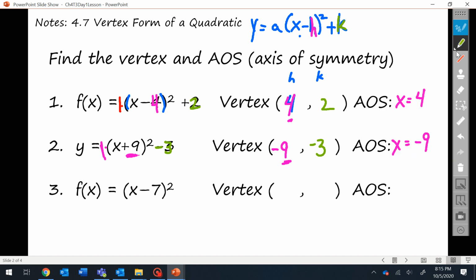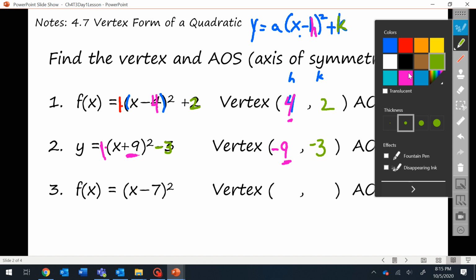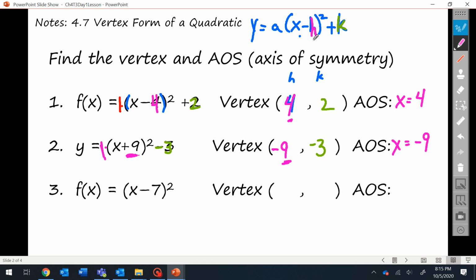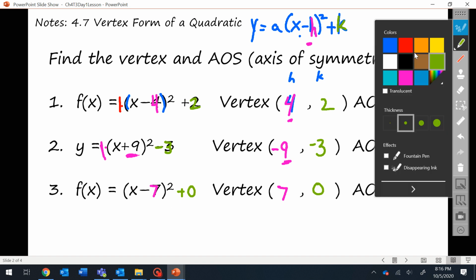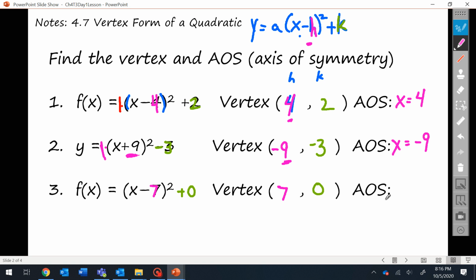All right, so for number 3, for the h value, we are looking for what's being subtracted inside the parentheses, and we see that a 7 is being subtracted. So the x-coordinate is a 7. For the k value, we're looking for what's added on the end, and there's nothing added on the end here, so we can just put 0, because technically it'd be plus 0. The axis of symmetry is, of course, the h value, so it's x equals 7.